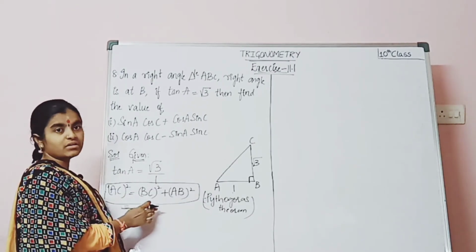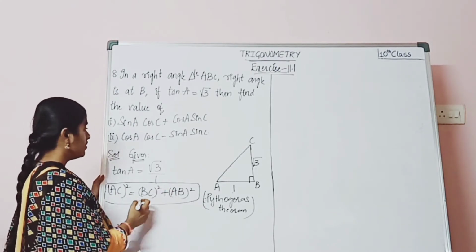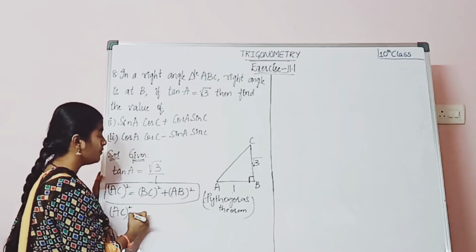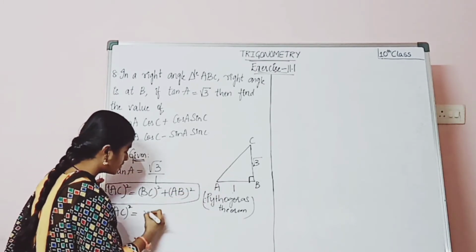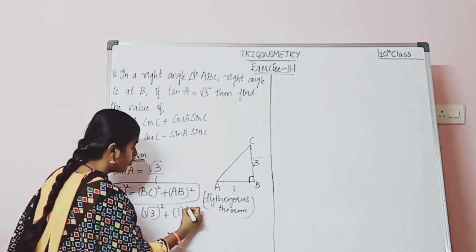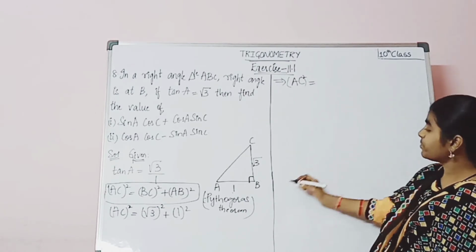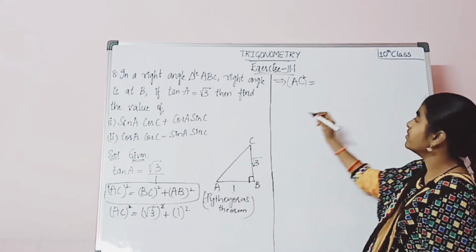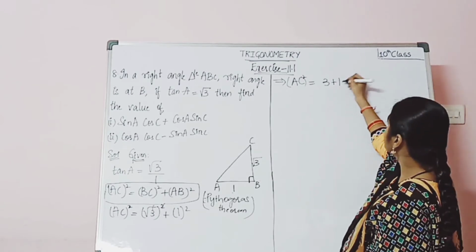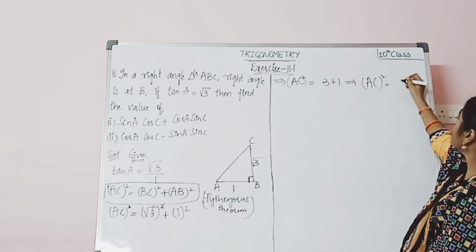Hypotenuse square equals opposite side square plus adjacent side square. So AC square equals BC square plus AB square. So we have to find here hypotenuse. So AC square equals, what is BC here? Root 3, root 3 whole square, plus what is AB here? 1, 1 whole square. That implies AC square equals, root 3 squared, the square and root both will be cancelled, so 3. Now 1 into 1 means 1 only we will get. That implies AC square equals 3 plus 1 means 4.